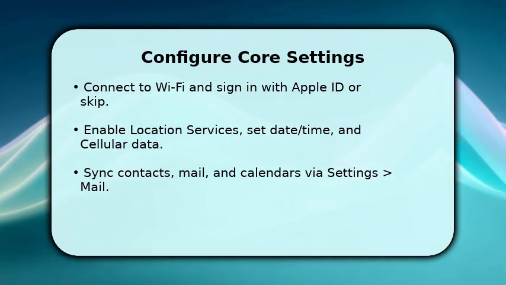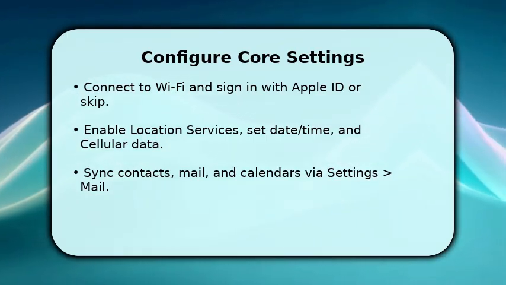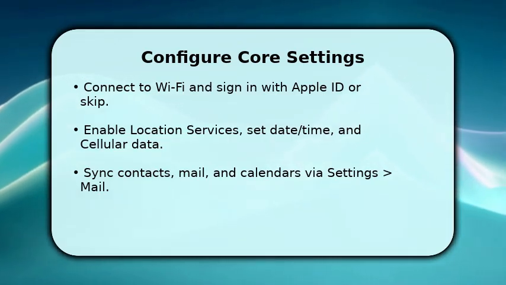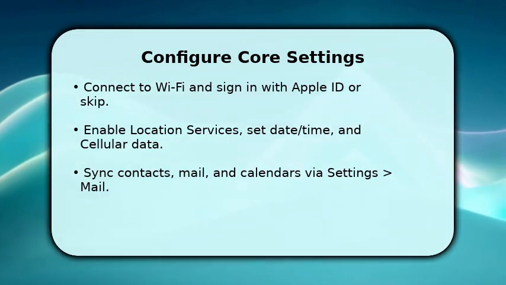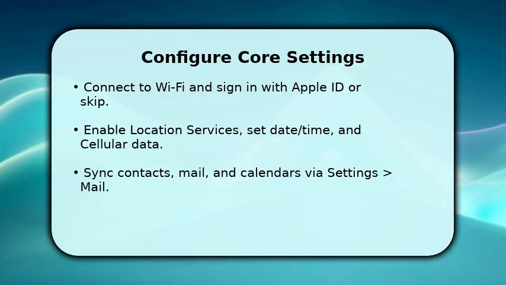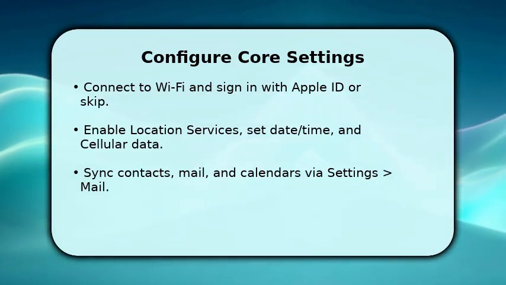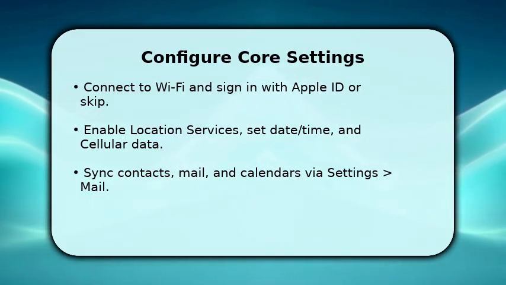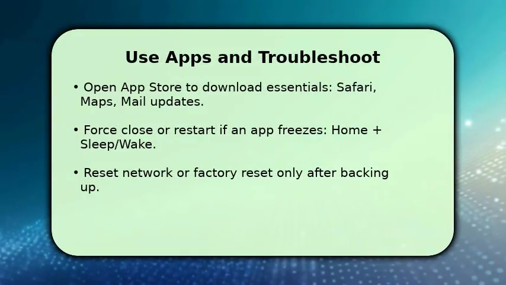Next, enable location services and set date/time automatically to avoid sync errors. Then open settings to add mail, contacts, and calendar accounts. Make sure push or fetch intervals match your needs. Finally, check cellular settings and enable data if you have a carrier plan. Now you're ready to use apps and customize the home screen.